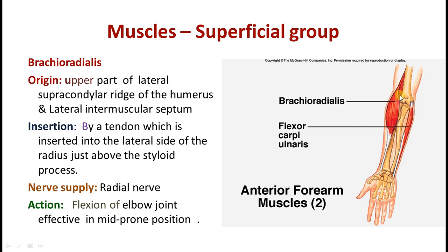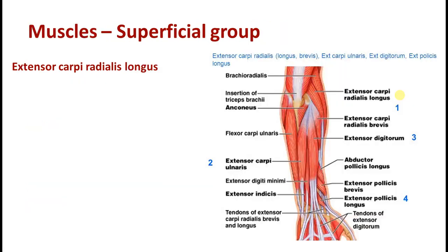The radial nerve actually pierces the lateral intermuscular septum and comes anteriorly. It is the lateralmost content in the cubital fossa. So that is the brachioradialis muscle for you. The next muscle, next to brachioradialis, the brachioradialis has been removed. Now you are able to see these two muscles, extensor carpi radialis longus and extensor carpi radialis brevis.